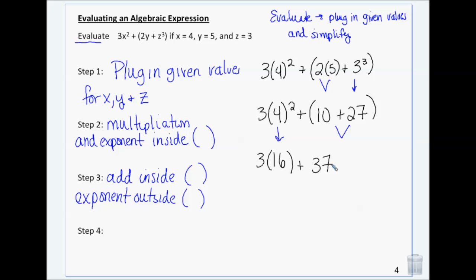So 4 squared, 16. And then lastly, I'm going to multiply and then add. Okay, so 3 times 16 is 48. 48 plus 37 is 85.